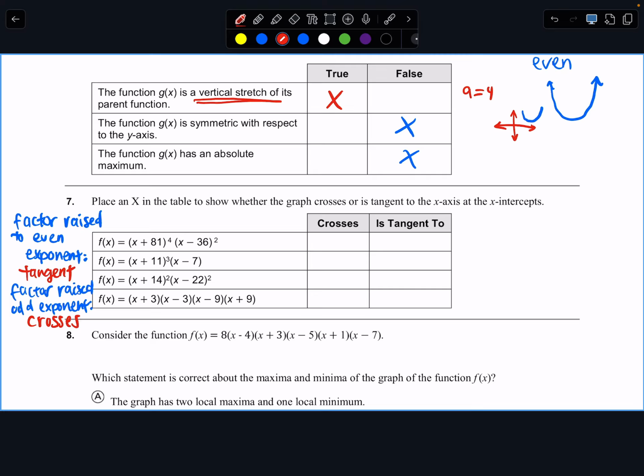So look at the first one. Both of those are even exponents. So what do we have? Tangent or cross? Come on, guys. Tangent.